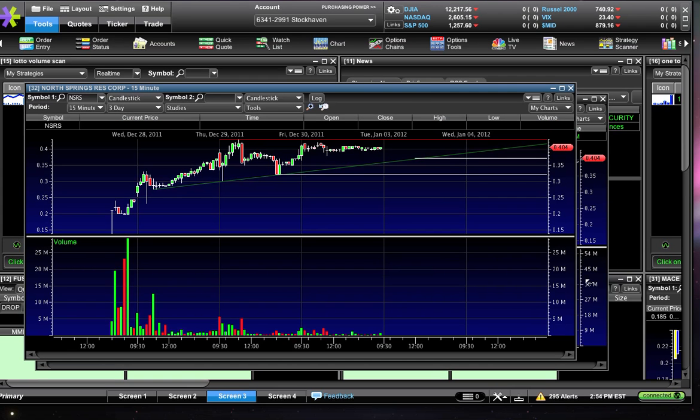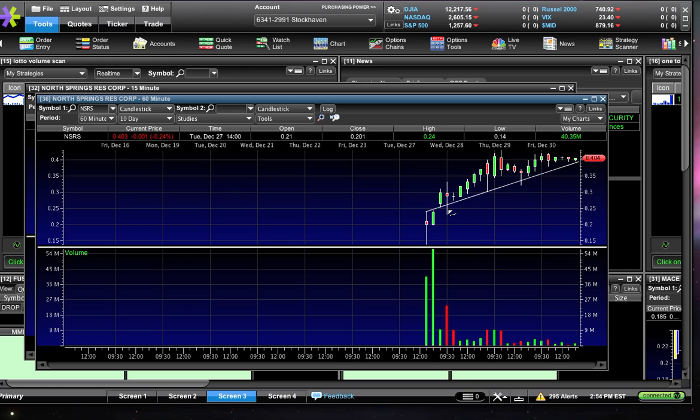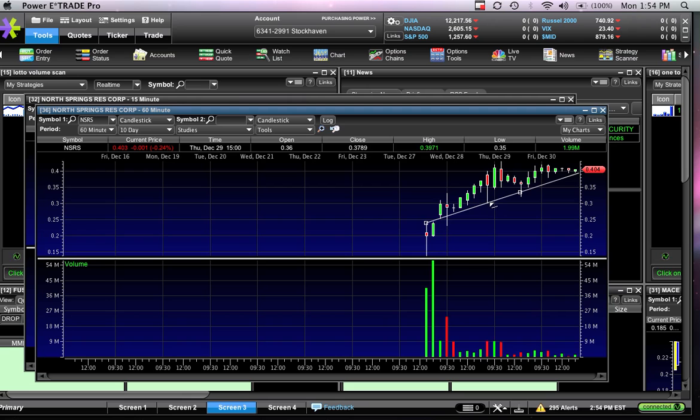So you can see here, this is a 60-minute chart. You've got this uptrend as well. One bounce, then two bounces, and we're doing a bit of a retest on it here on the 60-minute going into trading tomorrow.